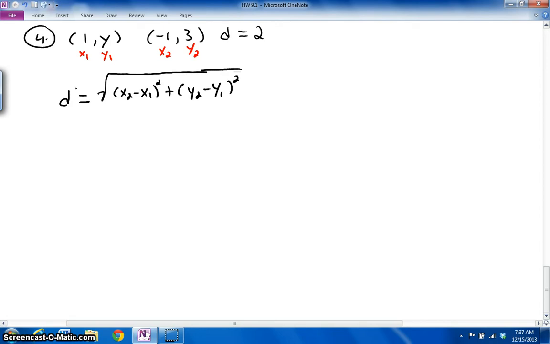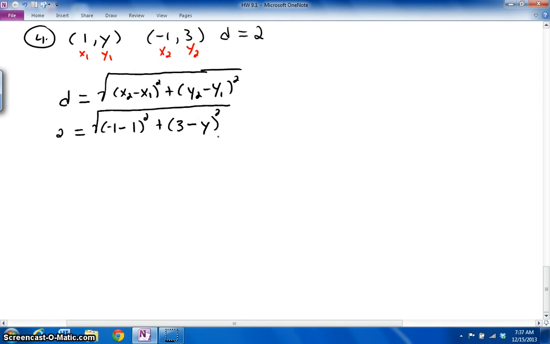And now we're going to substitute our coordinates we just labeled into the formula. We have a distance equal to 2, so we're going to make d our 2. Okay, x2 is going to be negative 1 minus x1, which is 1. Square that. y2 is 3 minus the y1, which is our missing variable y. And we will square that.